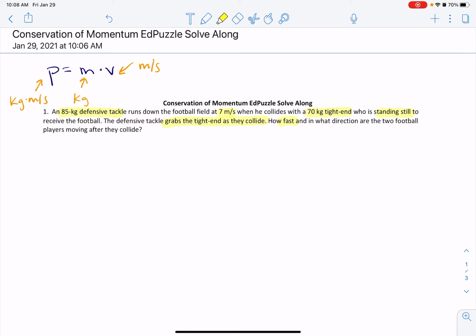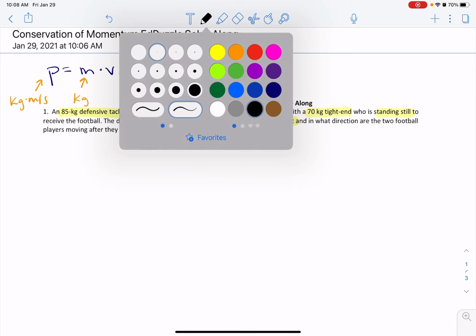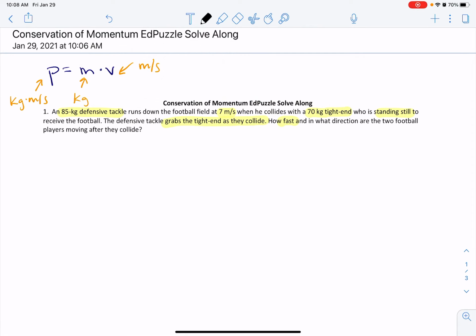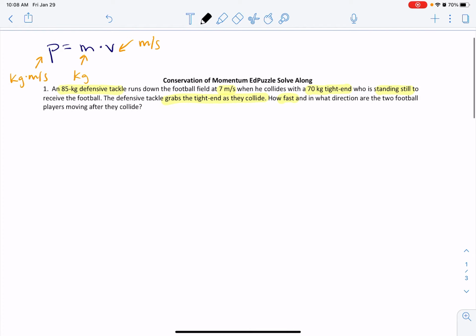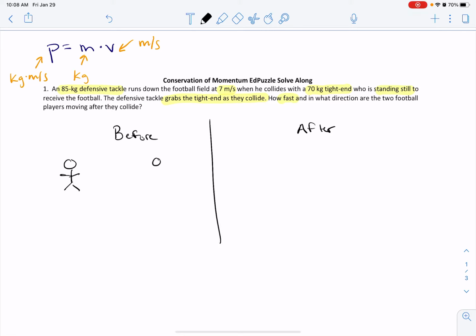Okay, so with momentum problems, I think it's really important to start with a sketch, and I want to make a sketch for before and after the collision. So this is before, this is after. I'm going to draw a little line. Before, we have two football players. I'm going to call the defensive tackle A and the tight end B. Before, the tackle is running and the other guy, B, is staying still. I'm going to draw an arrow to represent moving.